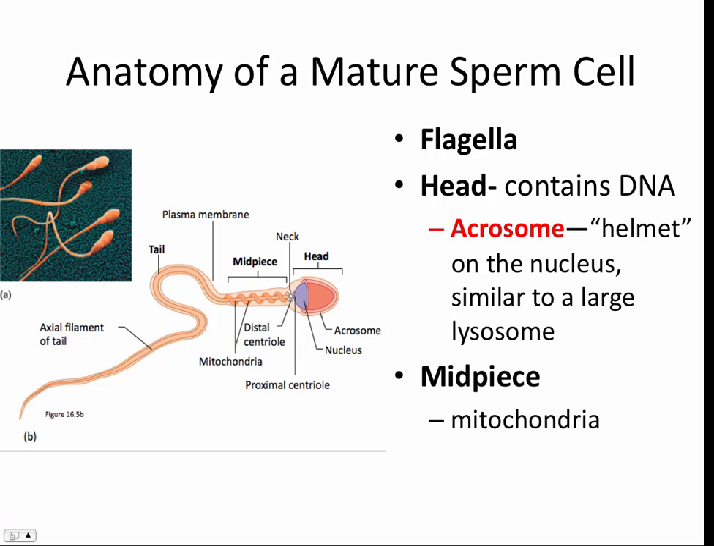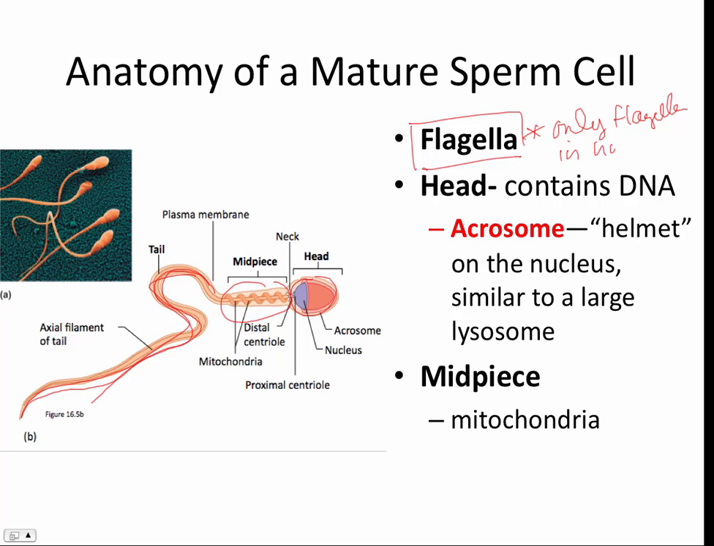Okay, so if we look at the anatomy of a mature sperm, we have three regions: a head, a midpiece, and a tail. And this tail is also called a flagellum. So the flagellum is the tail structure that we have in the mature sperm cell. And this is the only place we find a flagellum in the human body. And that's found within the sperm.